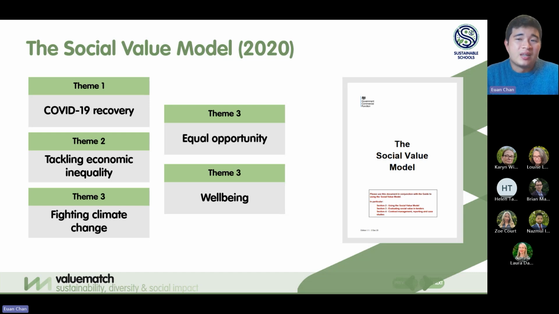The third one, fighting climate change. This is to do with businesses aiding the drive to net zero greenhouse gas emissions by 2050 at the latest and promoting environmental protection. This is something that we're seeing quite a strong emphasis on in public sector procurement and other regulatory areas.